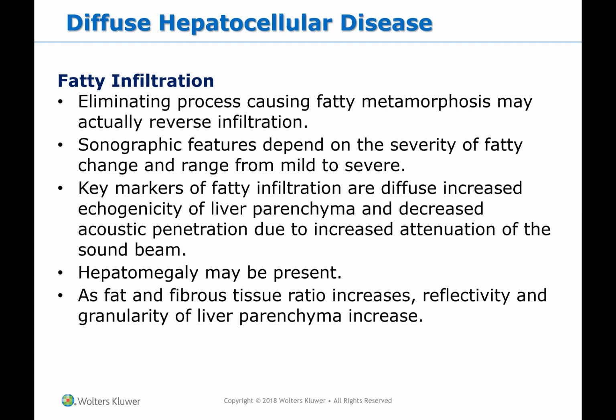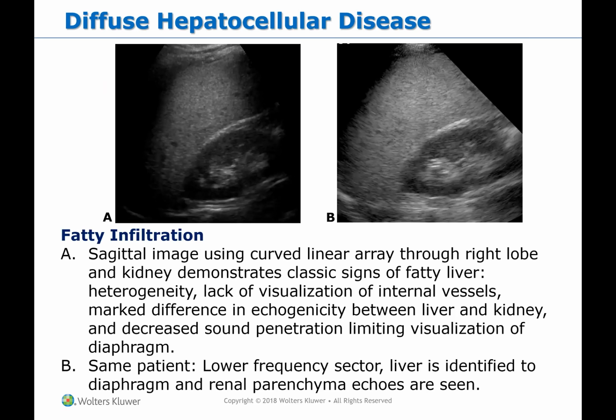Hepatomegaly might be present in fatty infiltrate. So this is what it kind of looks like. A sagittal image using a curved linear array through the right lobe of the kidney demonstrates classic signs of fatty liver, which are heterogeneity. It is difficult to scan. It looks more heterogeneous than pretty.